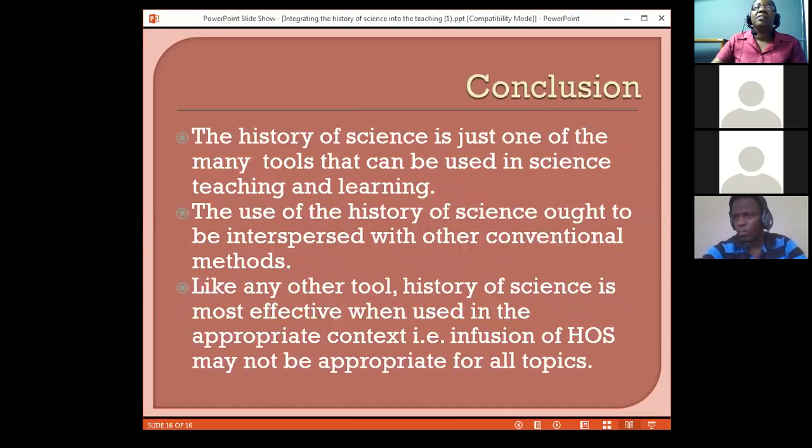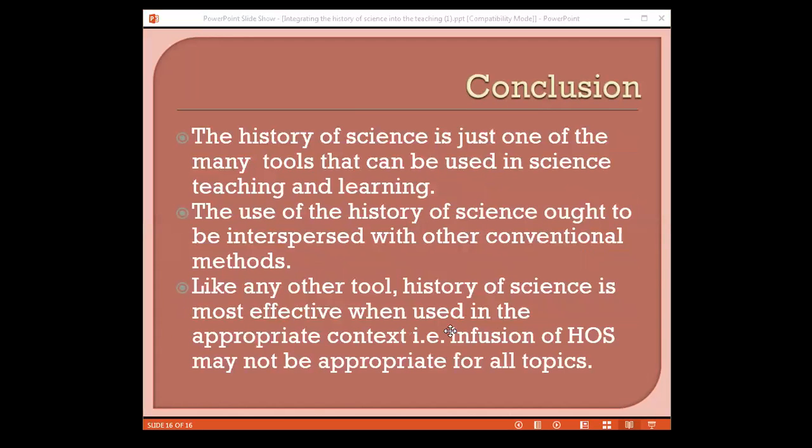All right, so in concluding this part, essentially what we want to say is that the history of science is just one tool that we can use in science teaching and learning, right? And of course, the history of science is not any one method or one way of teaching. We will intersperse our use of the history of science with other methods.